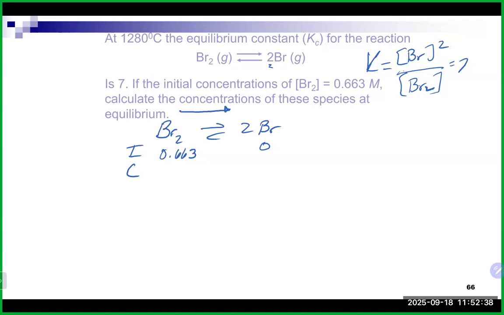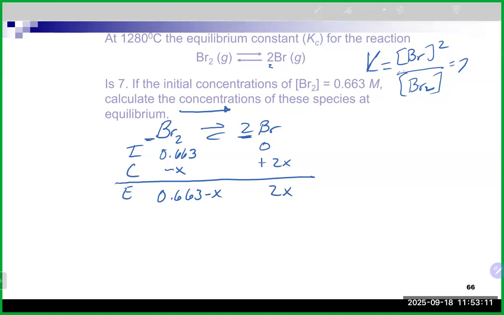That means my minuses will be on the left there and my pluses will be on the right. So this would give me minus x and plus 2x. Again, we want to make sure we do use the coefficients there. As we talked about earlier, that's going to take care of the stoichiometry part of it and make sure you have the right mole to mole relationship in this reaction. We're just going to carry everybody down here: 0.663 minus x and 2x. Any questions on the ICE table here?